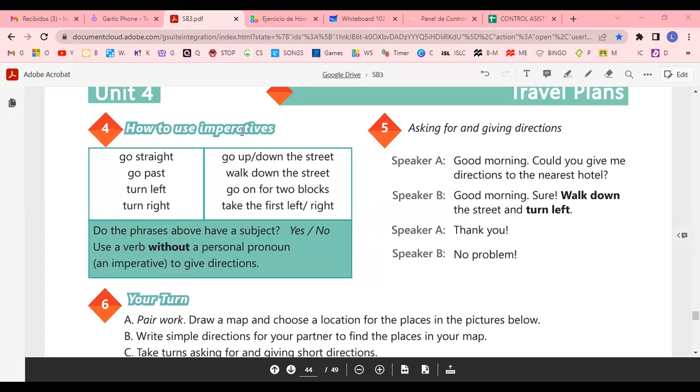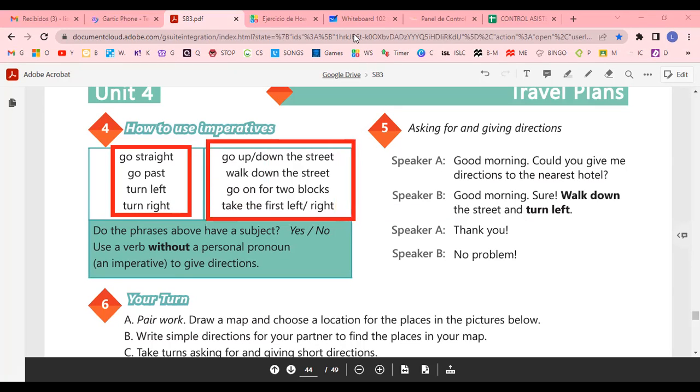Here we have a little bit of how to use imperative, it says. And as I told you before, the same directions are imperatives. Como les decía antes, las mismas direcciones o las mismas preposiciones son imperatives. And here we have this. David Emanuel, help me to read those, please. Go straight. Go past training. Go past. Turn left, turn right. Yes, thank you. Let's see next one.